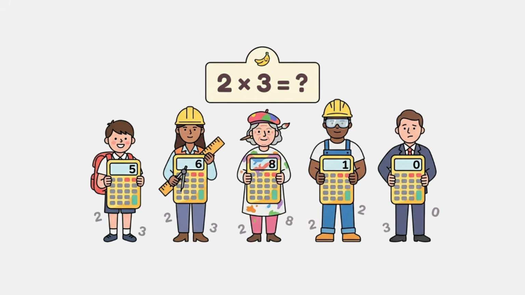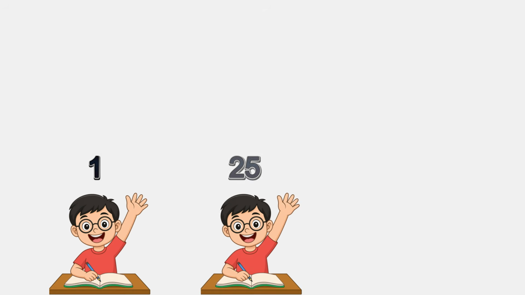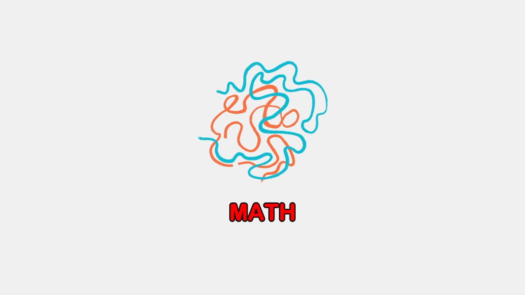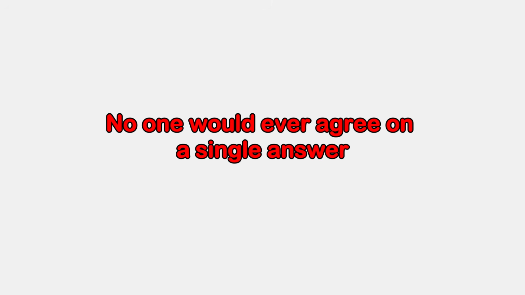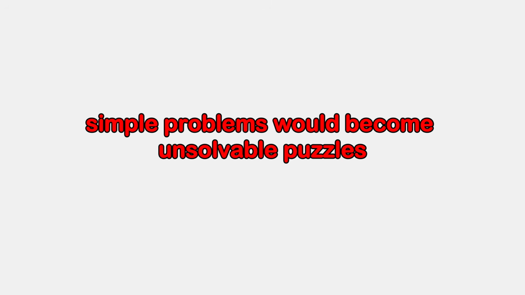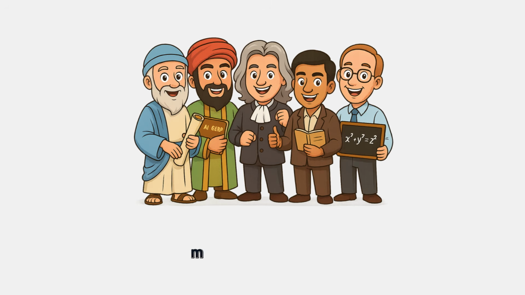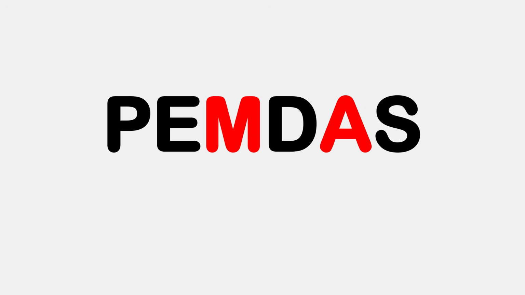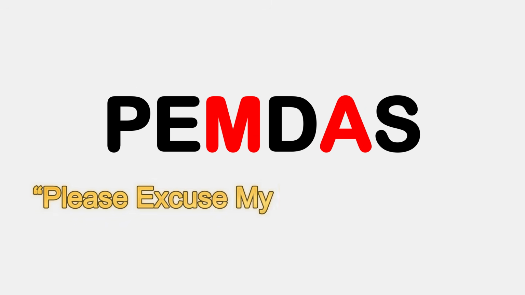Imagine a world where everyone solved the same math problem differently. If one person multiplied first, another divided, and a third went from right to left, math would be total chaos. No one would ever agree on a single answer, and simple problems would become unsolvable puzzles. So, a long time ago, mathematicians agreed on a universal order that everyone must follow. That rule is called PEMDAS, and we remember it with a funny little phrase: "Please excuse my dear Aunt Sally." Each of those words stands for a step that must be followed in order from P to S.